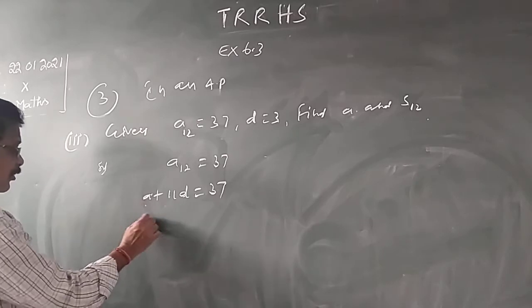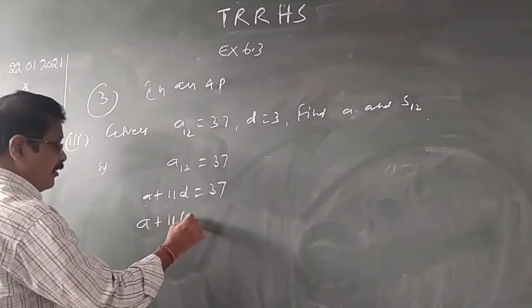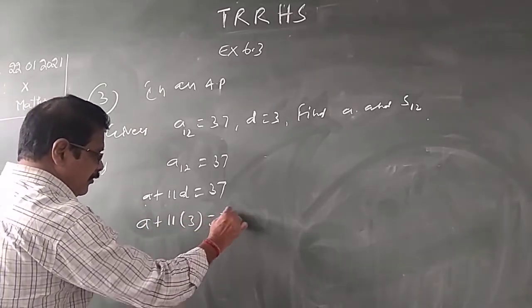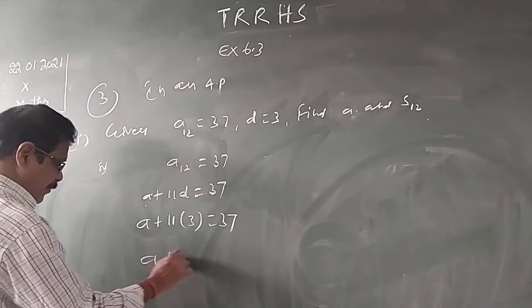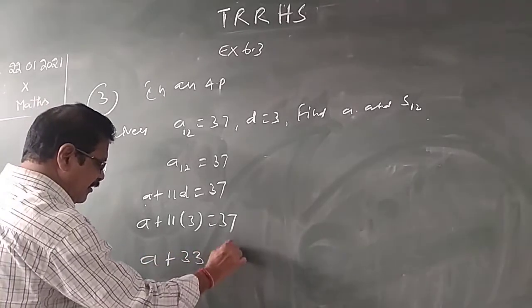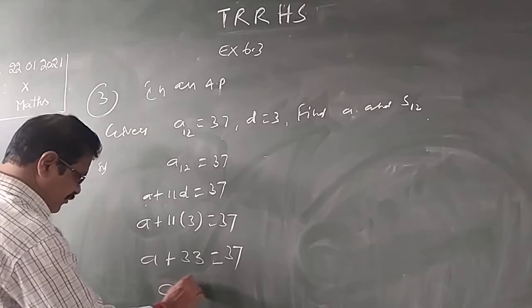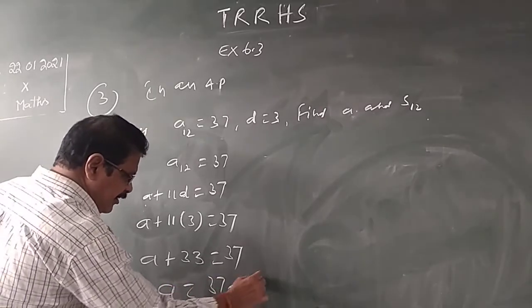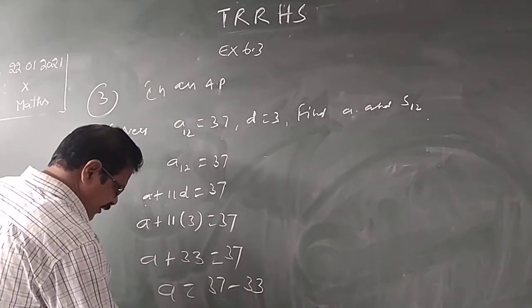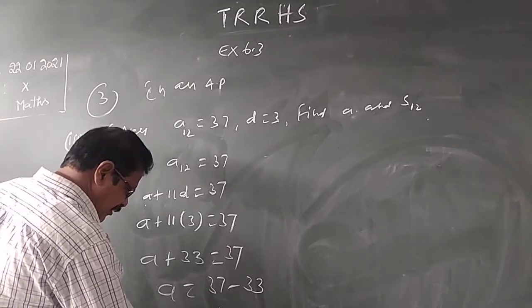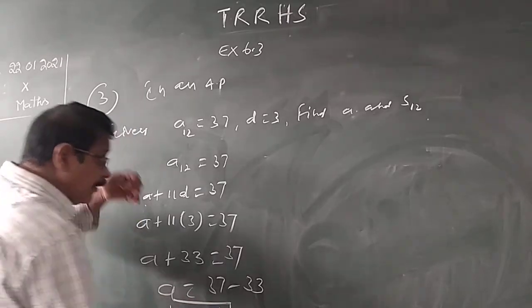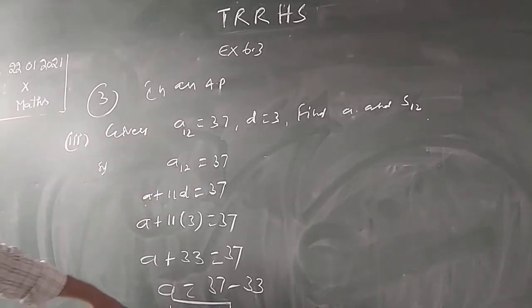What is a value? Don't know a value. a plus 11, d value is given 3, equal to 37. a plus 11 3 is 33 equal to 37. a is equal to 37 minus 33. Carry to the right side, it becomes minus 33. a equal to 4, you got.